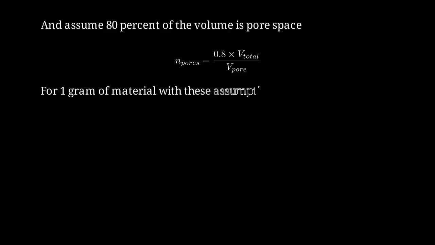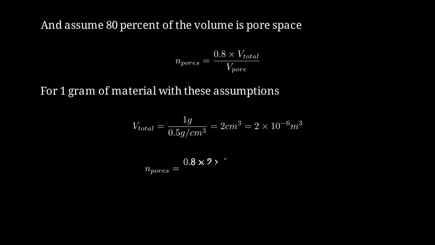For 1 gram of material with these assumptions, let me calculate the total surface area. The total volume for 1 gram is 1 divided by 0.5, which is 2 cubic centimeters, or 2 times 10 to the negative 6 cubic meters. The number of pores is approximately 2 times 10 to the 20th pores. That's 200 quintillion individual pores in just 1 gram.